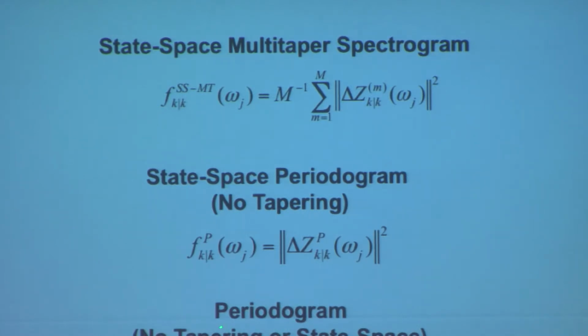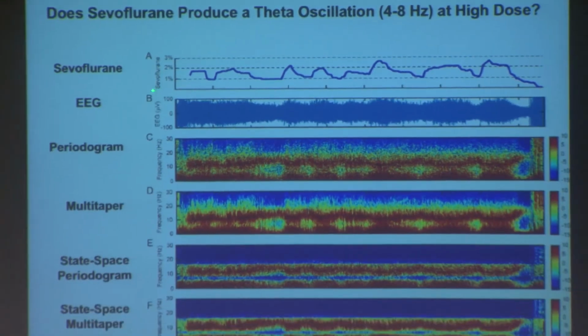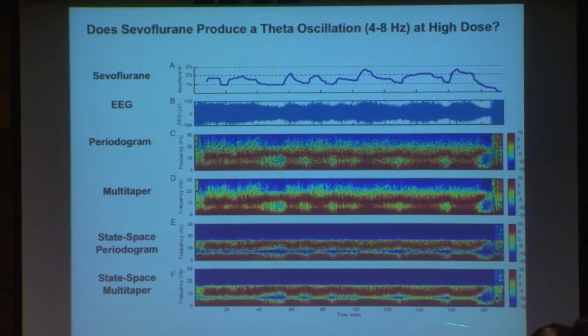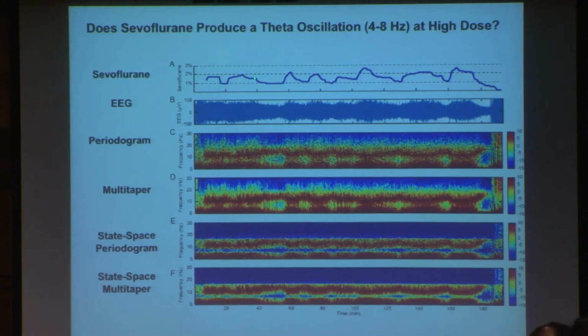And if you just did no tapering or no state space, you'd be just back with a periodogram. All right, so let's just look at how this works. So this is time on this axis, and there's the drug dose being turned up and down. It seems like every time you turn the drug dose up, like right here, right here, right here, right here, you get this third oscillation that seemingly appears, okay?